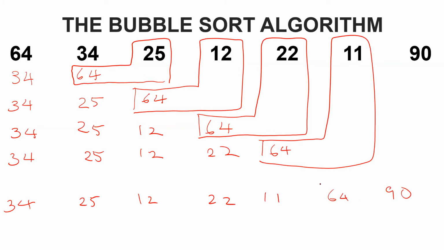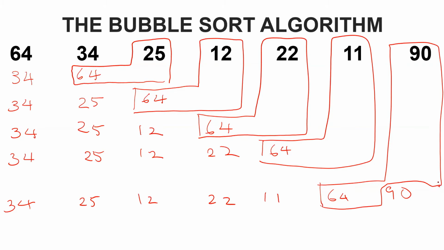The sorting of 64 and 90 is not necessary since 64 is already smaller than 90. And in this entire process, notice the only number that I'm moving is just 64. I'm not touching any of the other numbers. Only 64 moves through the entire column. So this is one cycle of the bubble sort algorithm.